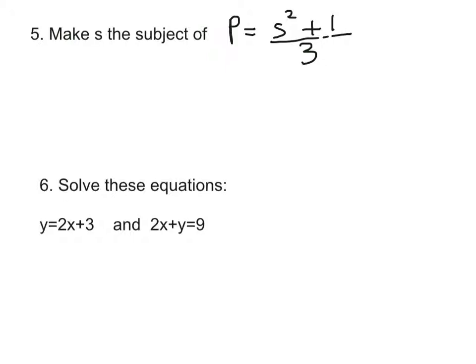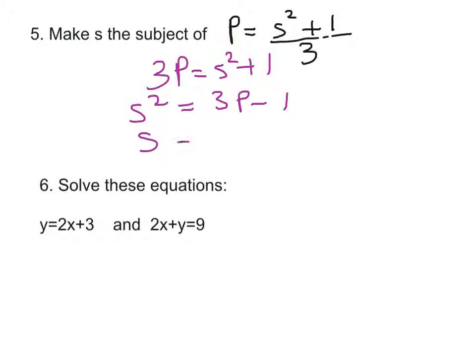Right, make S the subject of the formula. So multiply both sides by 3. 3p equals S squared plus 1. S squared is equal to 3p minus 1. Now, many of you did well getting down this far. The next step is to say that S is equal to the square root of 3p minus 1. But S could be either a positive or negative square root there. So we need to put in a plus or minus sign.